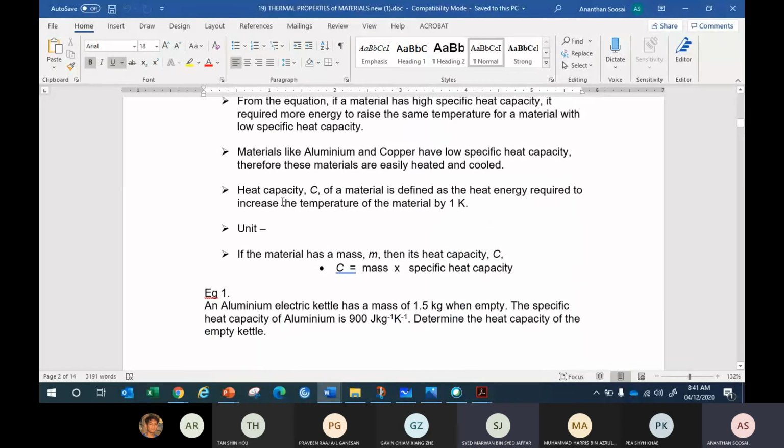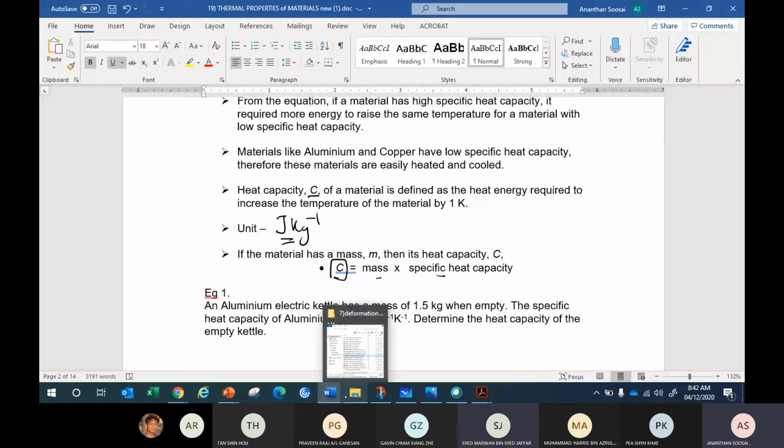And heat capacity. The heat capacity of a material is defined as the heat energy required to increase the temperature of the material by 1 Kelvin. What is the unit? Anyone? Heat capacity, joule per kelvin. Remember that. Heat capacity is connected to specific heat capacity by mass times specific heat capacity. As I told you, you can survive without heat capacity. Specific heat capacity is enough for us to calculate. But sometimes in the question, they ask you to find heat capacity.